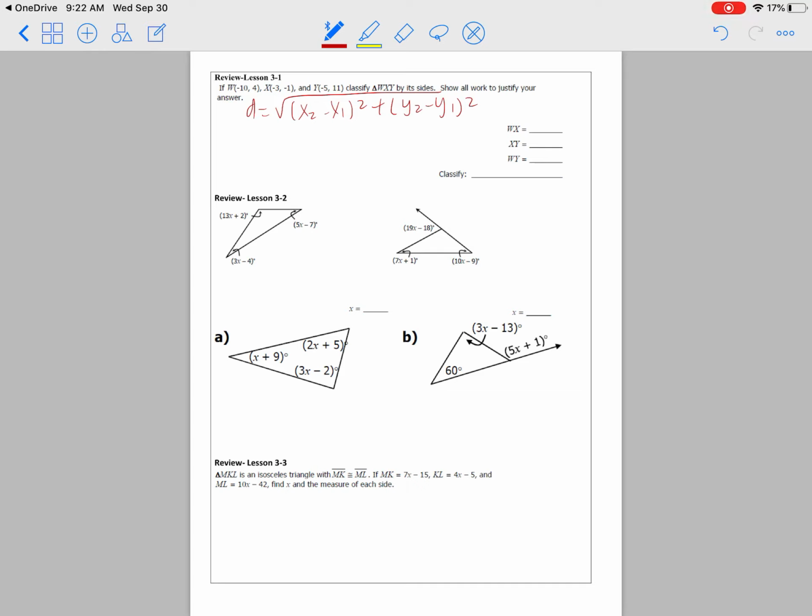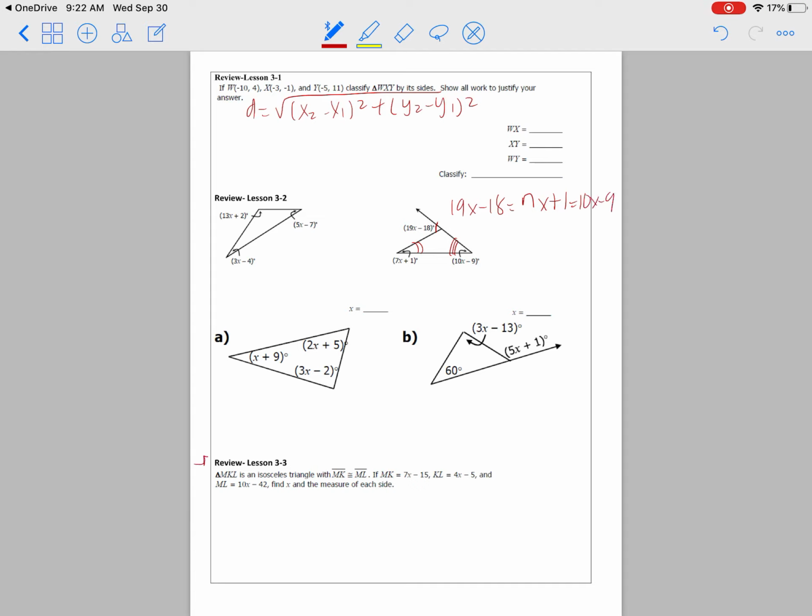And then you're given a review for lesson 3-2, which is the interior angle sum theorem, right? And then the exterior angle. For the exterior angle, I just want to make sure that you review this. So right now my exterior angle is 19x minus 18. That's going to be equal to the sum of the two non-adjacent angles, which are the two remote interior angles, which are these two. 7x plus 1 equals 10x minus 9.